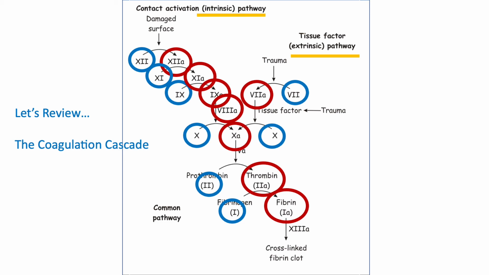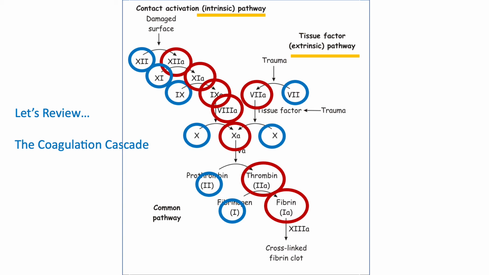So don't be fooled when you hear prothrombin, it's just another name for factor 2. And when you hear thrombin, it's just another name for factor 2A. And the same goes for fibrinogen. That's just another name for factor 1. And fibrin, this really important result of the coagulation cascade, is actually just activated factor 1.